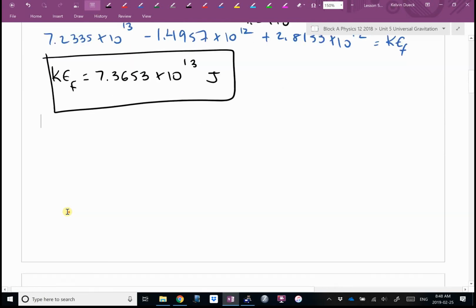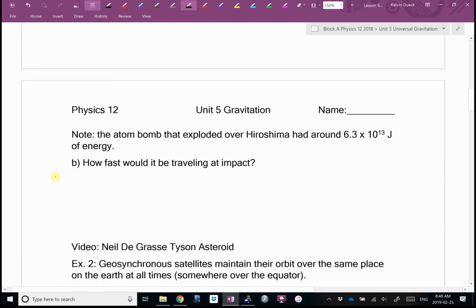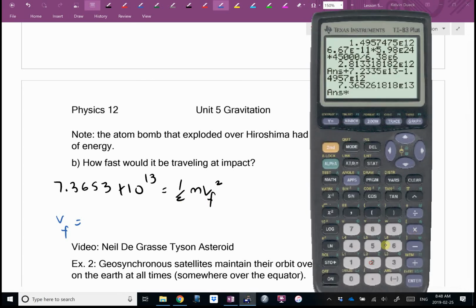So I'm going to go 7.3653 times 10 to the 13th. That equals a half mv final squared. Thomas, how would I get the vf by itself? Multiply by 2. And then divide by, and? Square root. Yep. So times by 2. Was m 45,000? Yep. And square root of that.